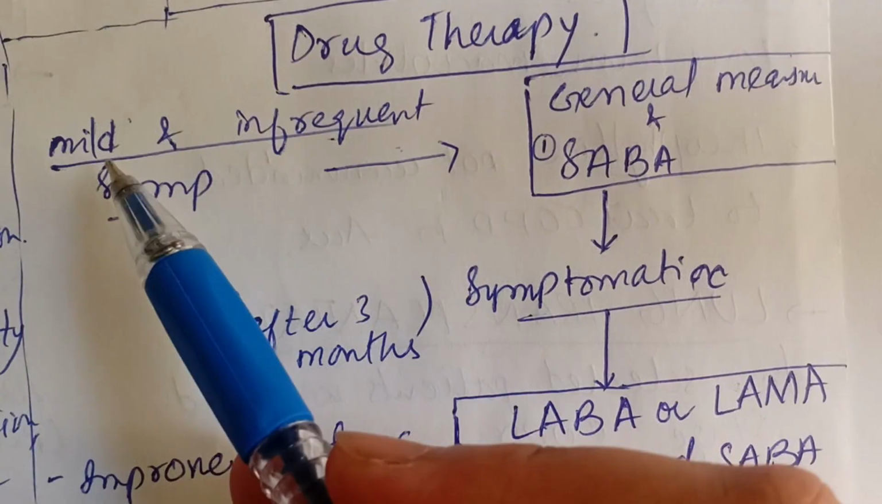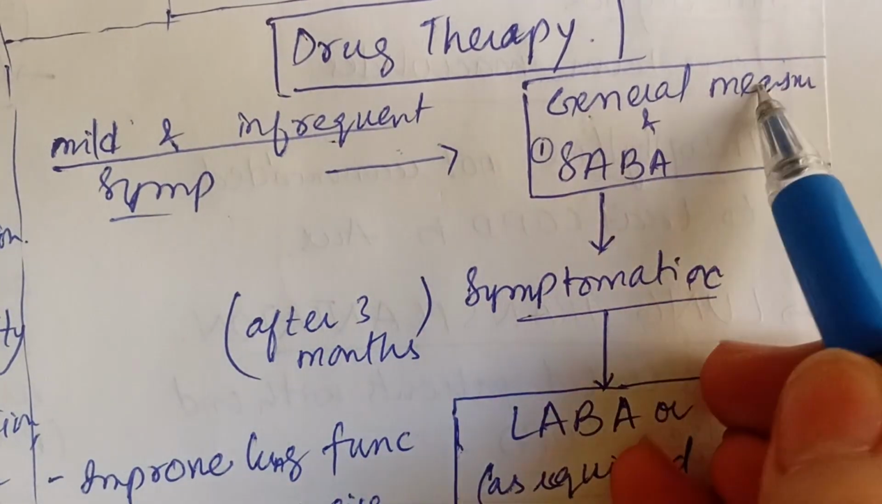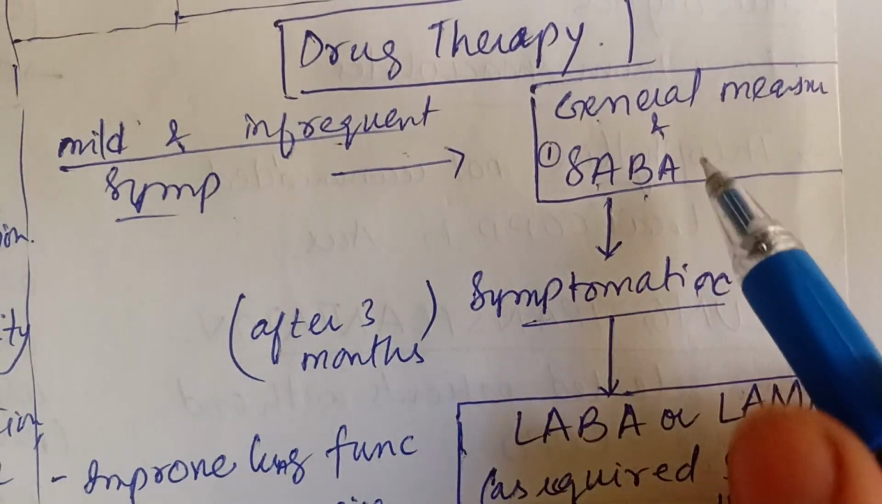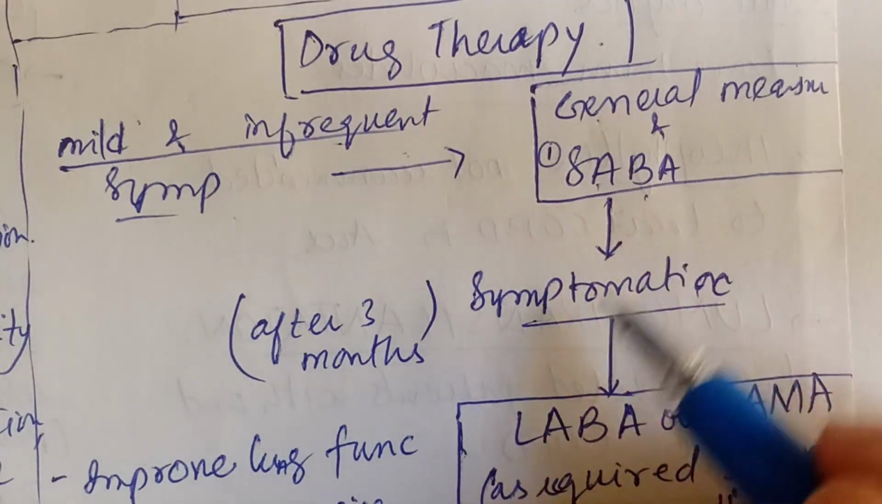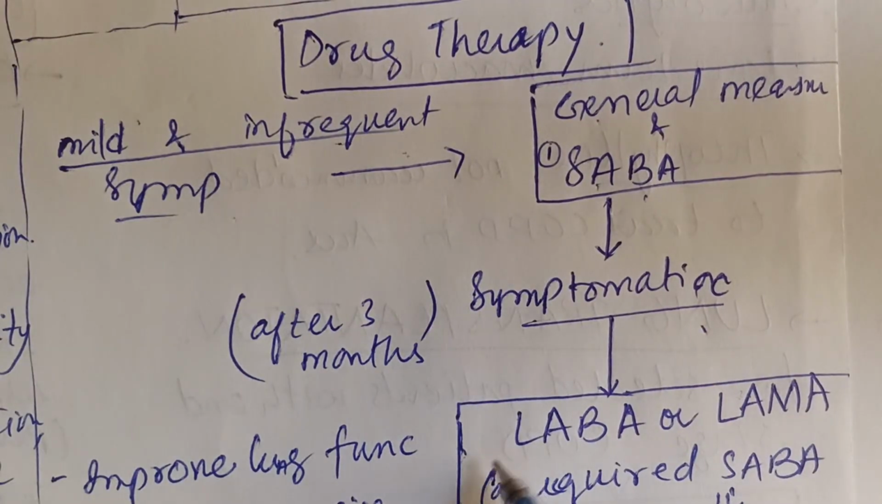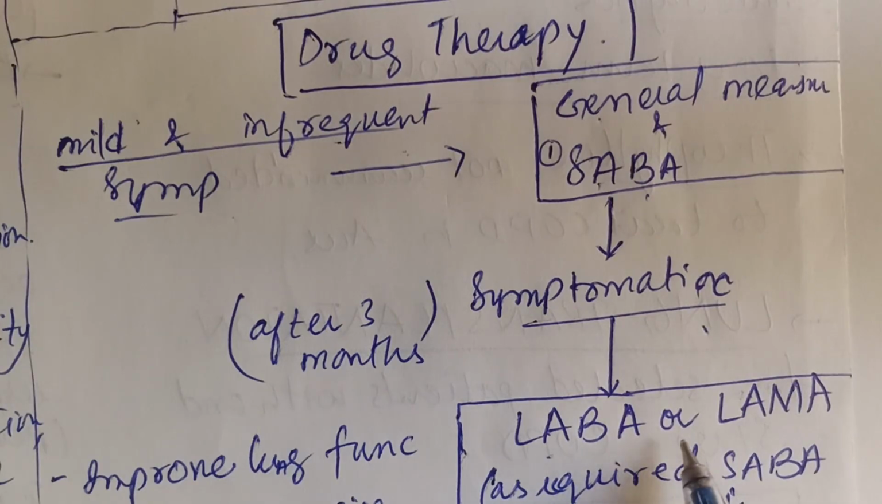Now, starting with the drug therapy, if the symptoms are mild and infrequent, the patient is advised general measures and short-acting beta agonists. And after say 3 months, the patient is assessed, and if the patient remains symptomatic, we are going to step up therapy to a LABA, a long-acting beta agonist, or a LAMA, a long-acting muscarinic antagonist, and these are used as monotherapy. And along with them, a SABA can be required as rescue medicine.